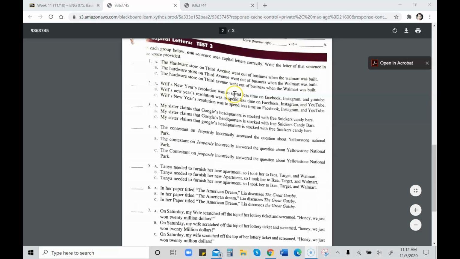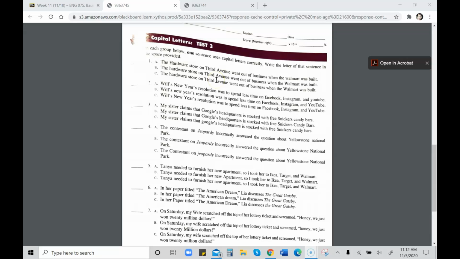And when you think about what that particular rule is going to be, you're going to know that when something like an avenue is used on its own, like I went down the avenue, I wouldn't capitalize it. But as soon as it's part of a title, I'm going to capitalize. So the correct answer for number 1 would be B in this case.